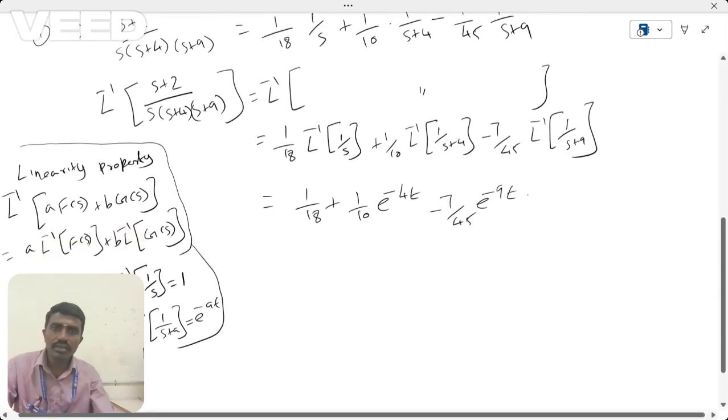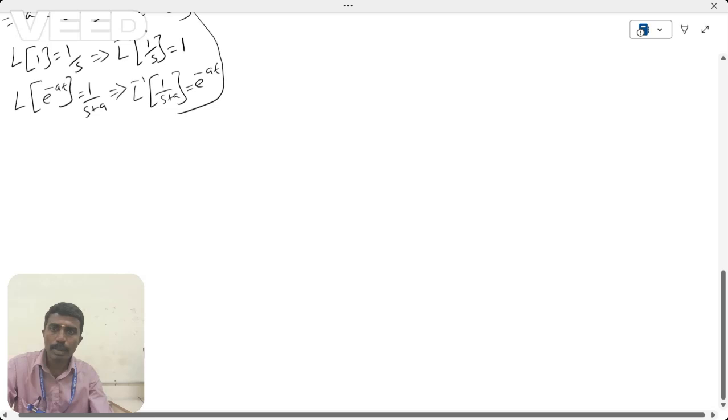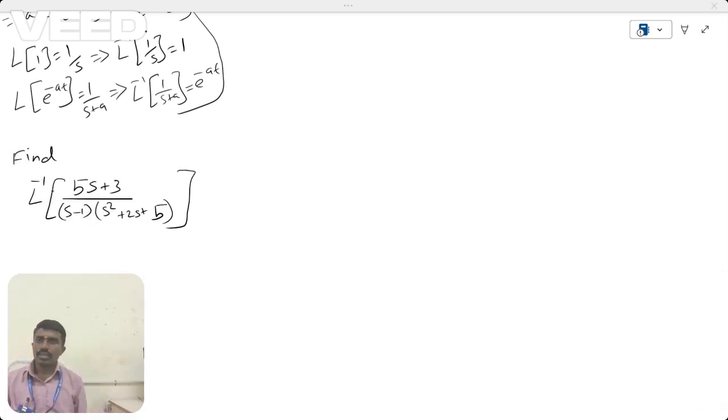So similarly, we will solve the next problem. That is, find L inverse of 5s plus 3 divided by s minus 1 into s square plus 2s plus 5. Here one factor is linear, another factor is quadratic. It is not reduced to linear factors. So these kinds of problems we have to solve as we discussed at the beginning.